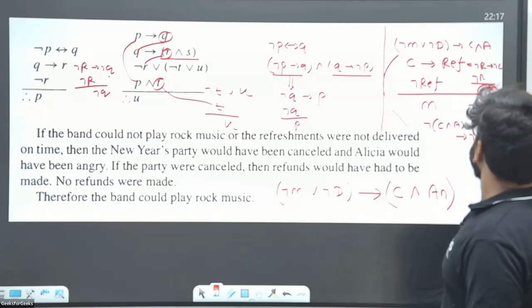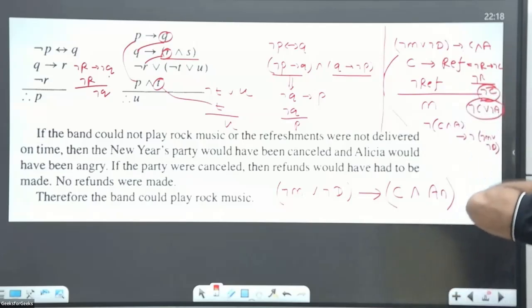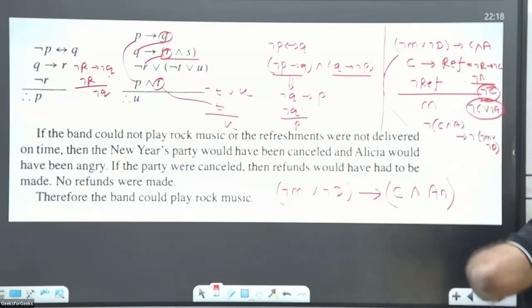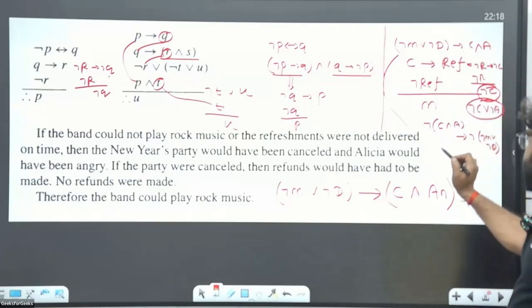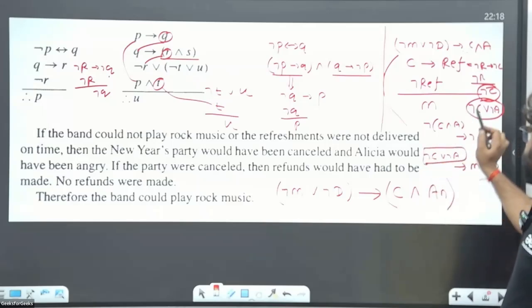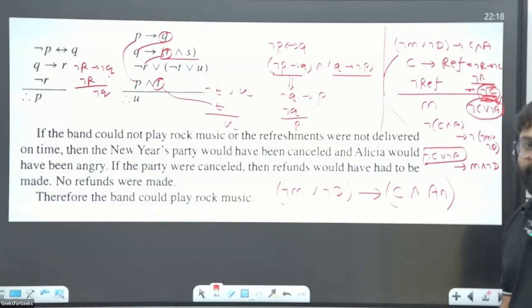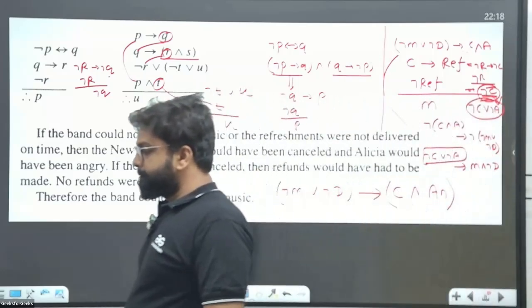Can we write negation of C or negation of A by using the addition rule? Why am I writing this? Because I need it here. If you write negation of C or negation of A, this will imply M and negation of D. I was getting negation of C, but here I will require negation of C or negation of A. So by using the addition rule, I can write or negation of A. Am I right? Yes, sir.